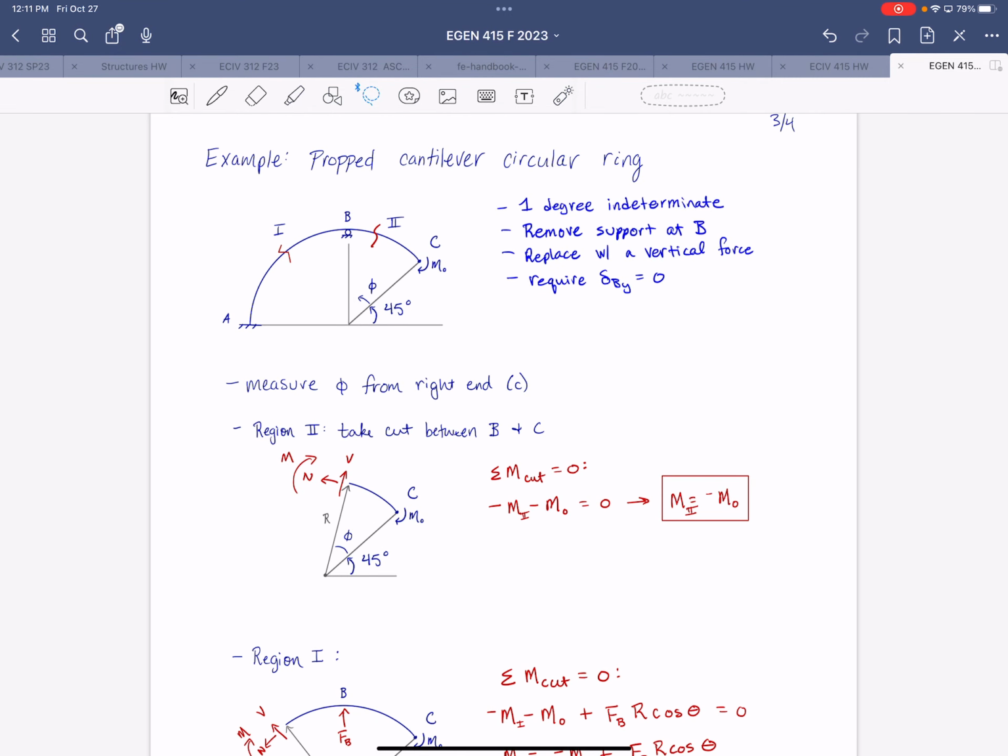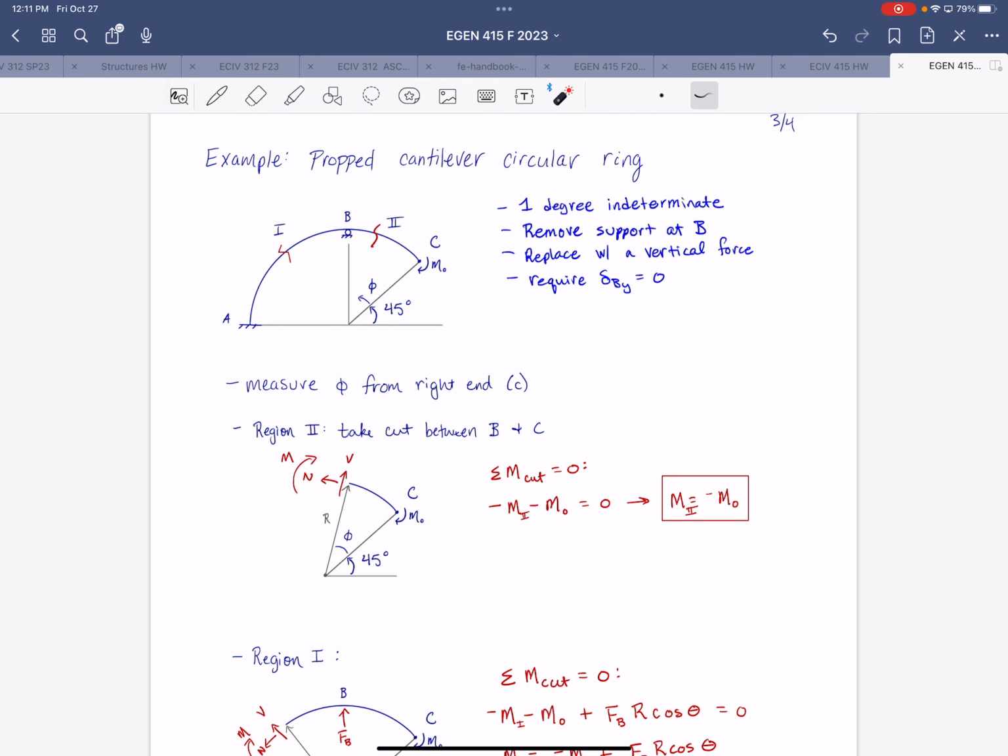Detailed run through, but basically you have this propped cantilever circular ring. So it's indeterminate by 1 degree because you have the fixed support at A and a roller support at B, and an applied moment at the free end. And so the process is the same, right?